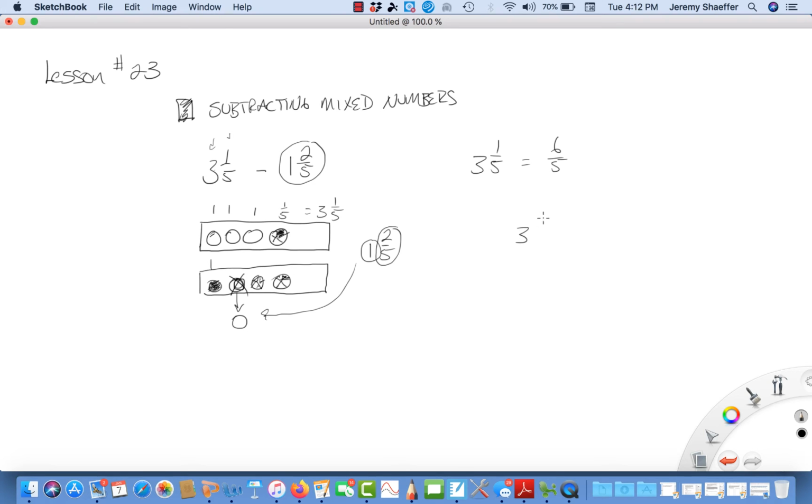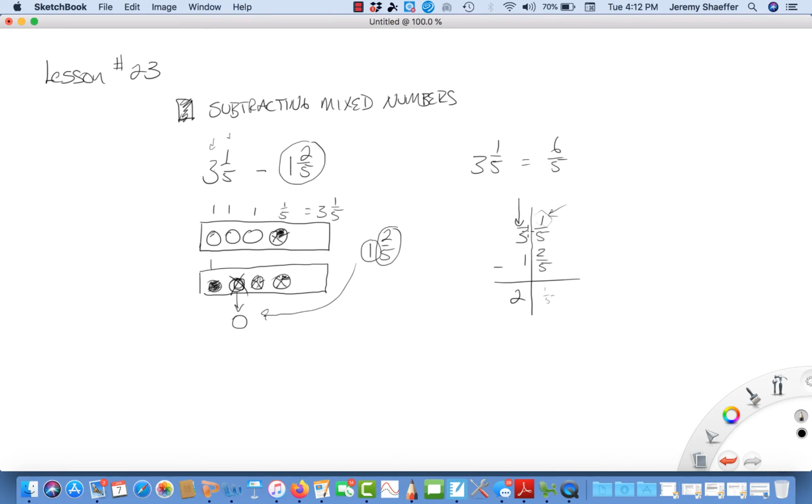If we have 3 and 1/5 minus 1 and 2/5, what's 3 minus 1? Let's keep this in a row. 3 minus 1. Well, we know that is 2. However, we cannot do this subtraction problem. We can't take 2/5 away from 1/5 and just say it's a negative fraction of a pie. We actually have to do something that's a little bit different. We have to borrow, because we have to have a larger number on top here.